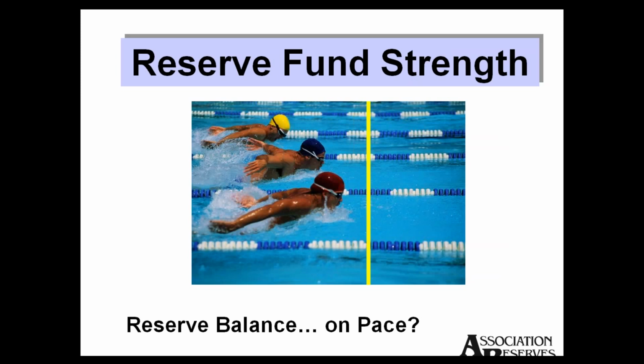This association has $154,000 of deterioration. They can measure their actual cash to it and see, has their cash in reserves kept pace with the ongoing deterioration? So it's a great way to be able to measure how are we doing, and are we close to the pace line, are we close to having enough money, or are we way off?